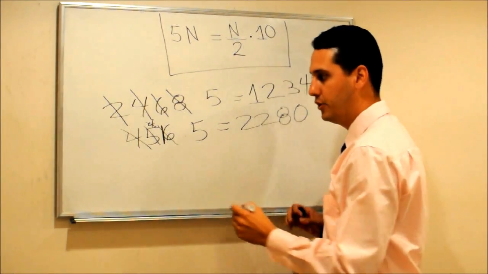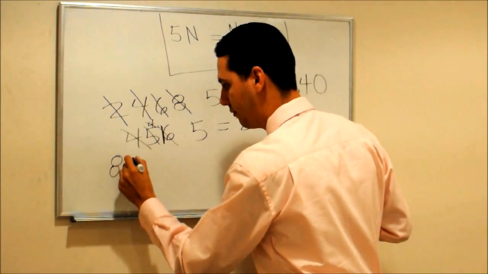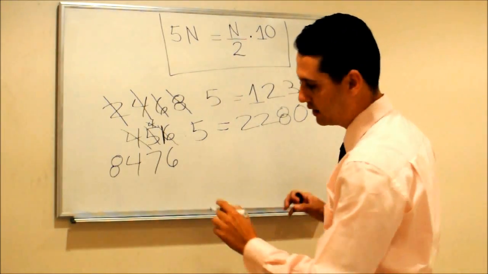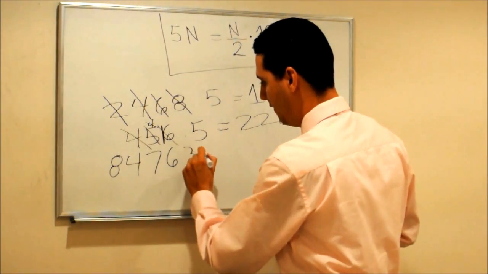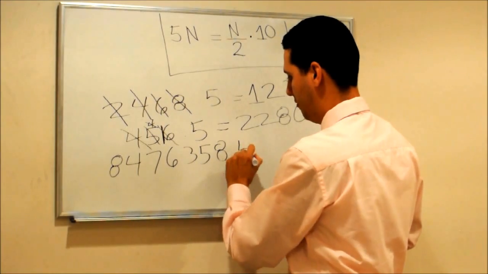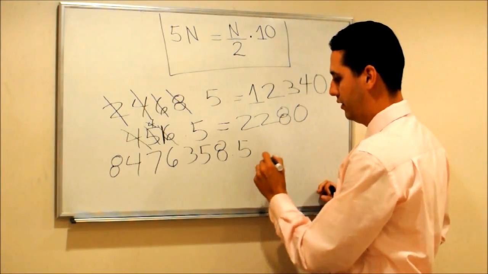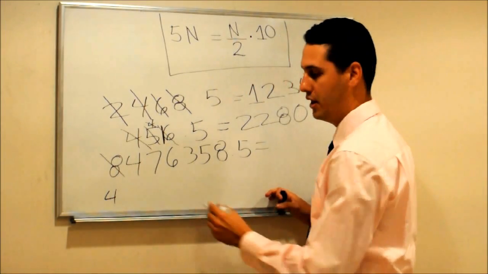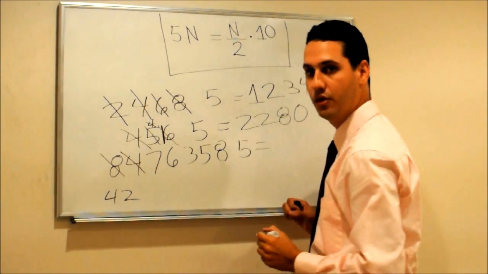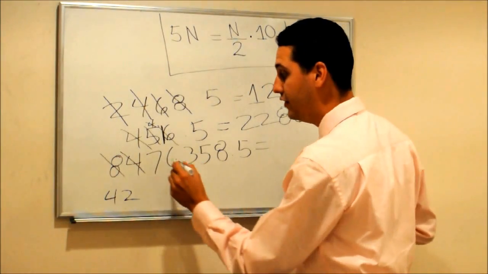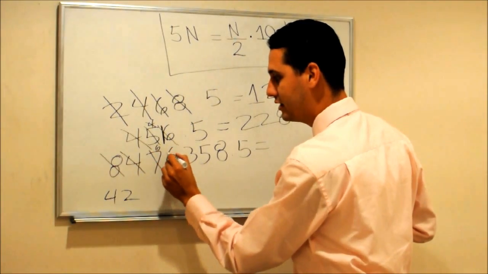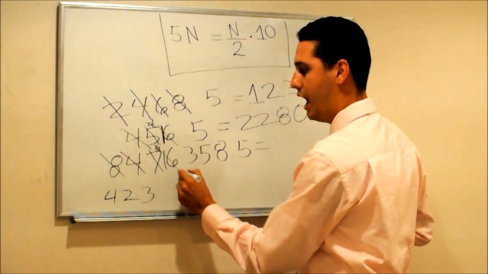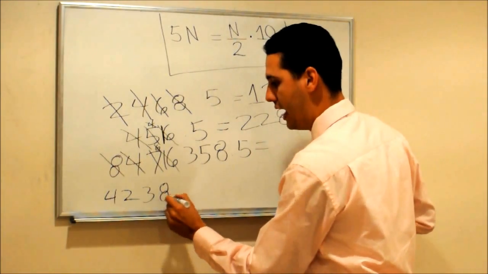Okay? Let's do the hardest exercise. For example, 8,476,358 times 5. Let's do it. Half of 8 is 4. Half of 4 is 2. Half of 7. 7 is an odd digit. So let's make 6 and 16. Half of 6, 3. Half of 16, 8.